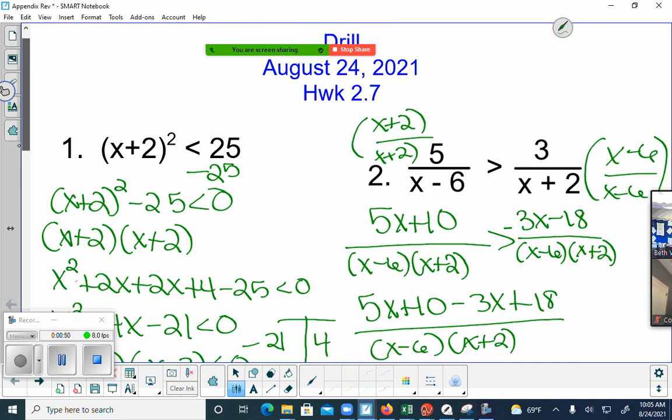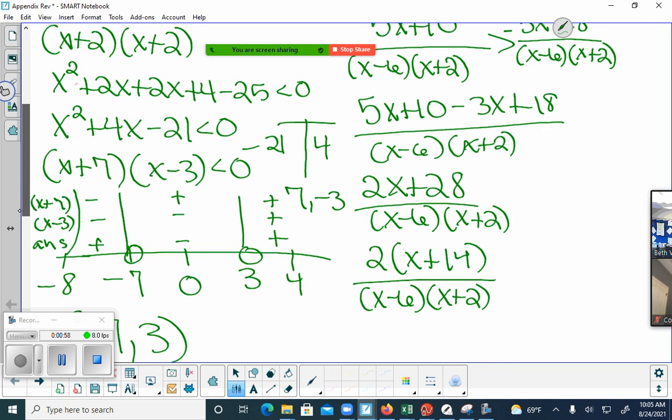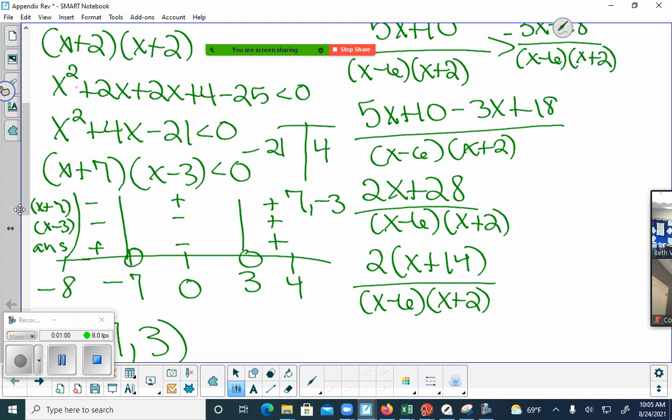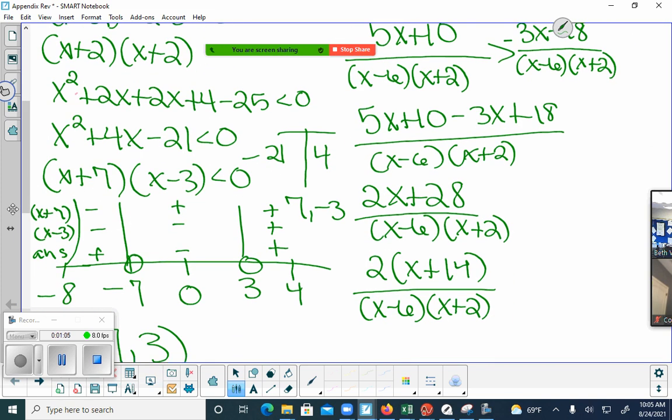Okay, so for the second one, you have to find a common denominator, so you multiply by x plus 2, x minus 6, and when you do all that, you get the numerator to be 2x plus 28, the denominator is x minus 6, x plus 2. We drop the inequality sign. That should be greater than 0, right?